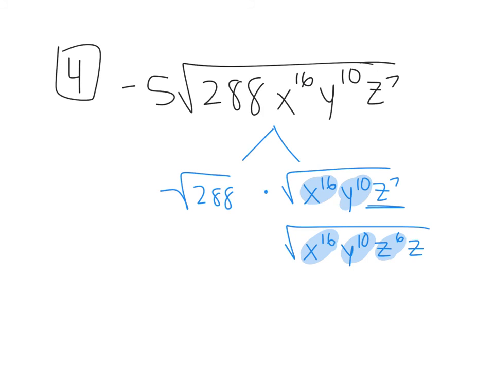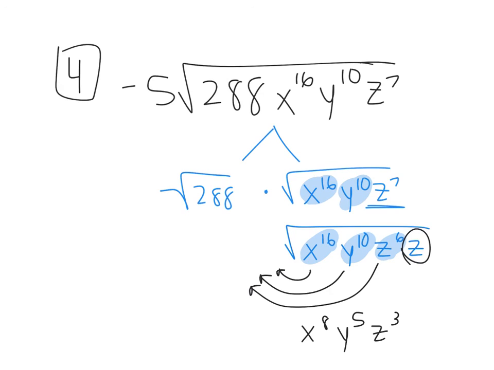So now I have three terms here that all have even exponents. So when I take my terms out of jail, right, I'm going to be left with x to the 8th, y to the 5th, remember we come out of changed man, and z to the 3rd. I will, however, still have a square root of z left over.